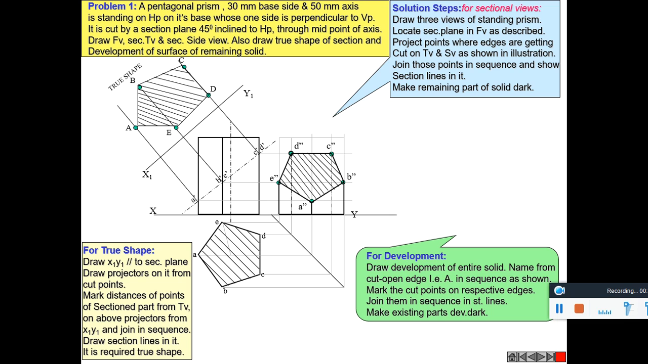You have to draw the development as well. This is a pentagon, or a pentagonal prism. So this length will be 30 into 5. One side is 30. Pentagon of base 30 millimeter is given. So 30 into 5 is the length. And its height is same as 50 millimeter, this height.